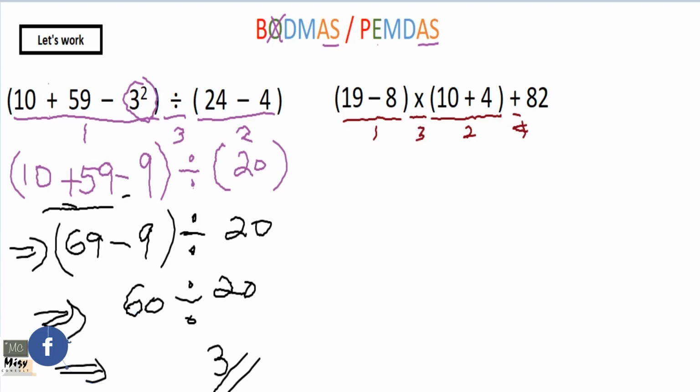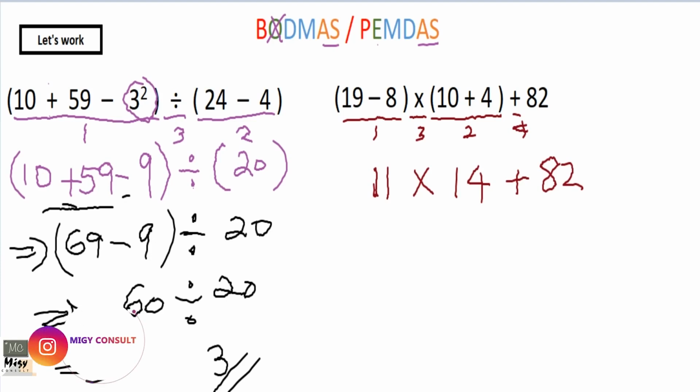Number 1, lucky, the bracket has only one operation: 29 minus 19 minus 8 is 11. Then the multiplication. Number 2 answer times number 3 answer: 10 plus 4 is 14. So number 4 is 11 times 14.